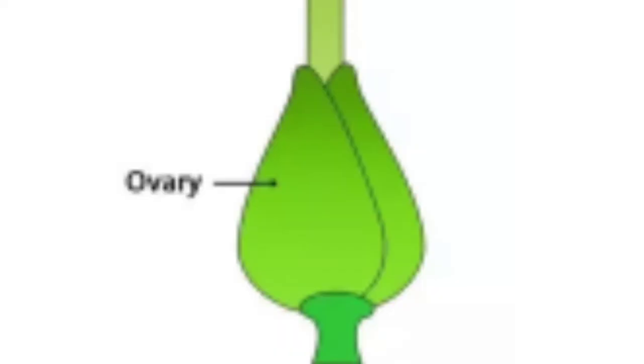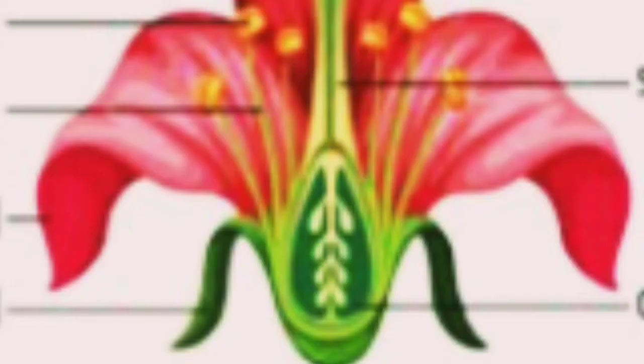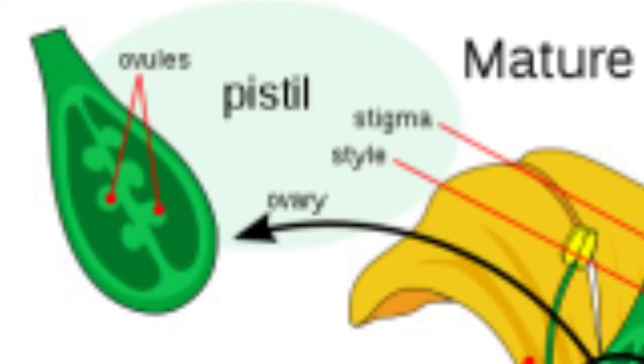Ovary. In botany, the ovary is the enlarged basal portion of the pistil, the female organ of a flower. The ovary contains ovules which develop into seeds upon fertilization. The ovary itself will mature into a fruit, either dry or fleshy, enclosing the seed.